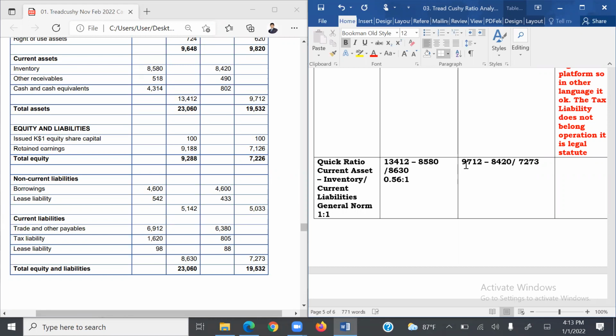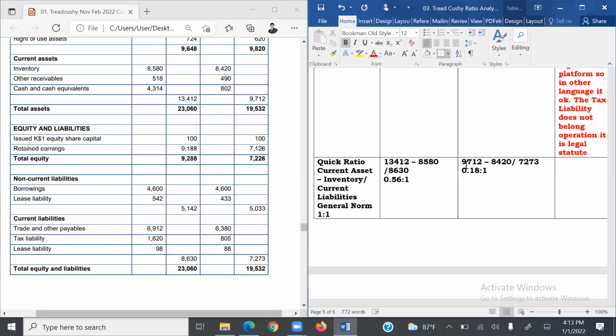9,712 minus 8,420, divided by 7,273. The answer is going to give you something different. In this case, it's giving you an answer of 9,820, divided by 7,273. So effectively, it's giving you an answer of 0.18:1.